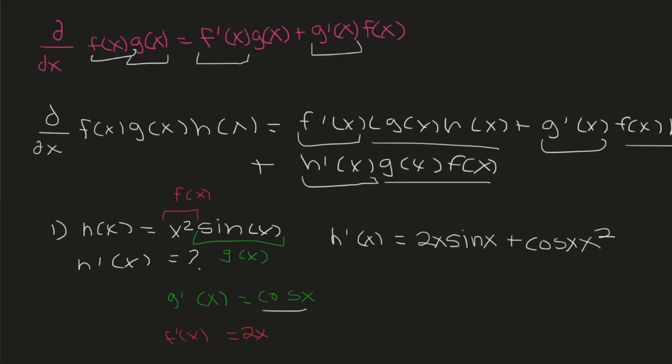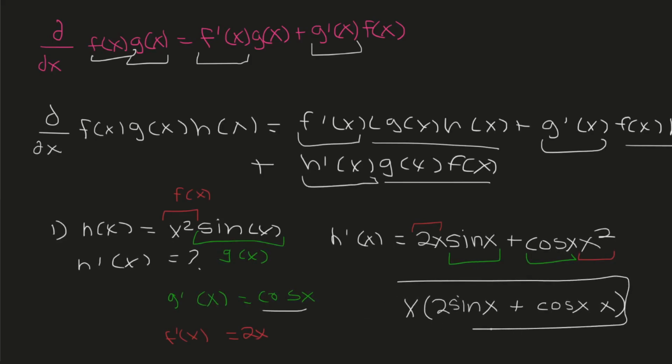So as you can see here, this is f of x, this is f prime of x, and this is g of x, and this is g prime of x. So that gives us our final answer using the product rule. And if we want to simplify more, we can factor out an x term, giving us a simplified solution of x times the quantity 2 sine x plus x cosine x, which will be our final answer.